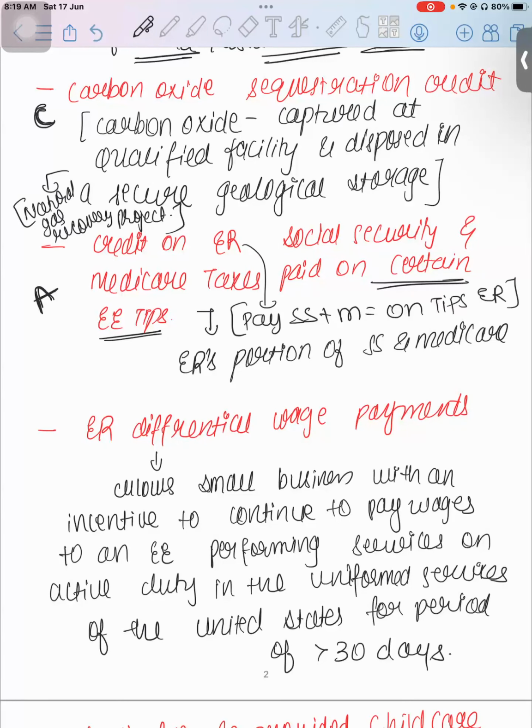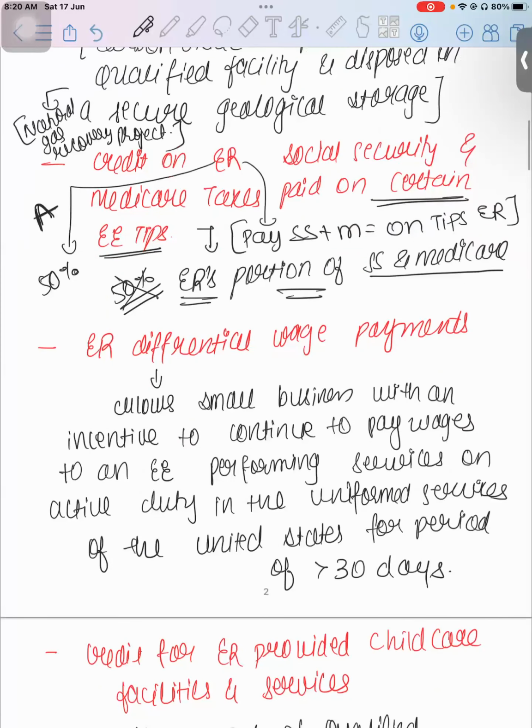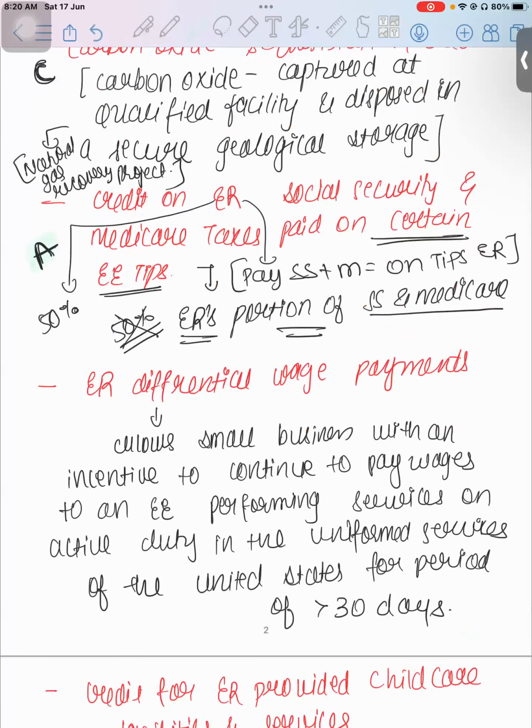Now, what this credit is talking about: if the employer has paid the social security and Medicare taxes on the employee tips, then he can get the credit for whatever he has paid. The employer's portion is always 50%, and the other 50% is paid by the employee. So the employee part we are not going to consider, just the employer portion of the social security and Medicare. That credit will be allowed, and it is called the credit for employer social security and Medicare taxes paid on employee tips. So for exam purposes you can consider this an A category.